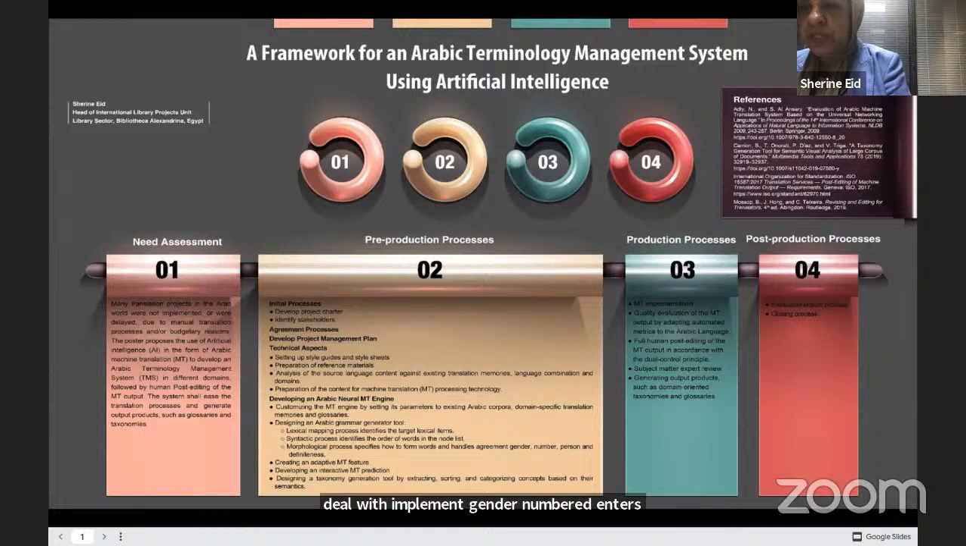The pre-production processes also include developing an adaptive MT feature, developing an interactive MT prediction, and designing a taxonomy generation tool by extracting, sorting, and categorizing concepts based on their semantics. The production process includes the implementation of the engine, adapting automated metrics to the Arabic language, then full human post-editing of the output, followed by subject specialist expert review and generating output products.